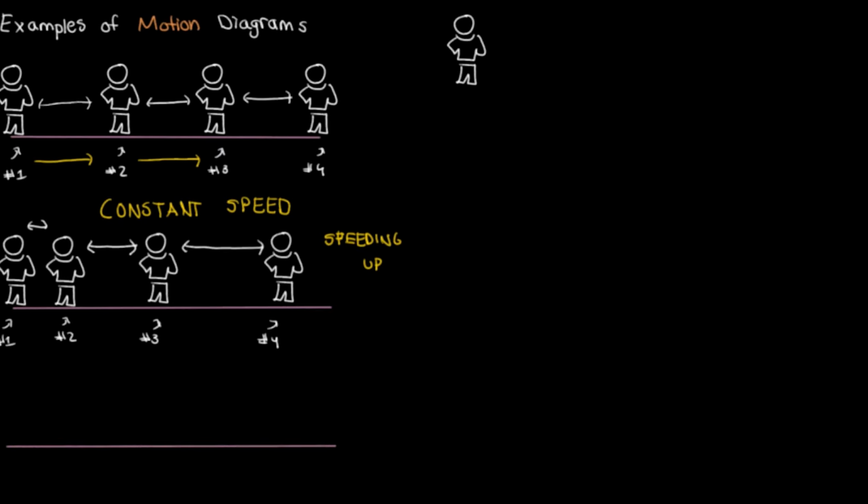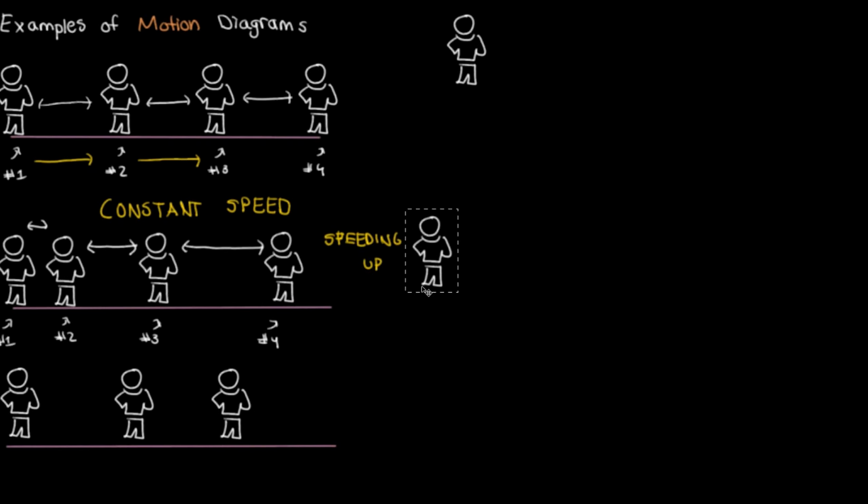So the last type of example of a motion diagram, let's draw a person there. Let's draw a person here. Let's draw a person here. Then let's draw a person here. So here you can see it's kind of the opposite of what I just drew. Let's label it: frame number 1, frame number 2, frame number 3, and this is frame number 4.